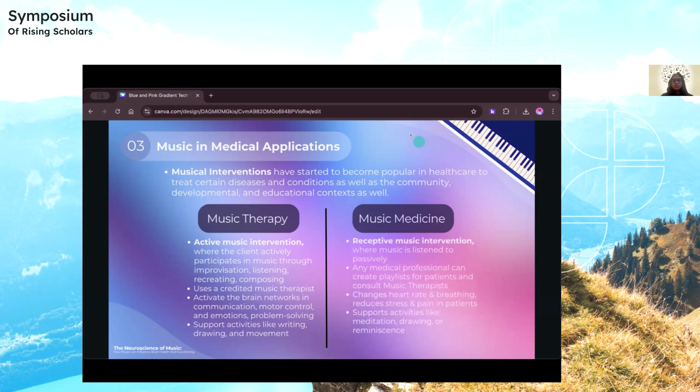Music medicine is actually more receptive. You're mostly listening to music passively, and it's creating a mode of relaxation by changing the heart rate and breathing and reducing stress overall. And it can be done by any kind of medical professional.